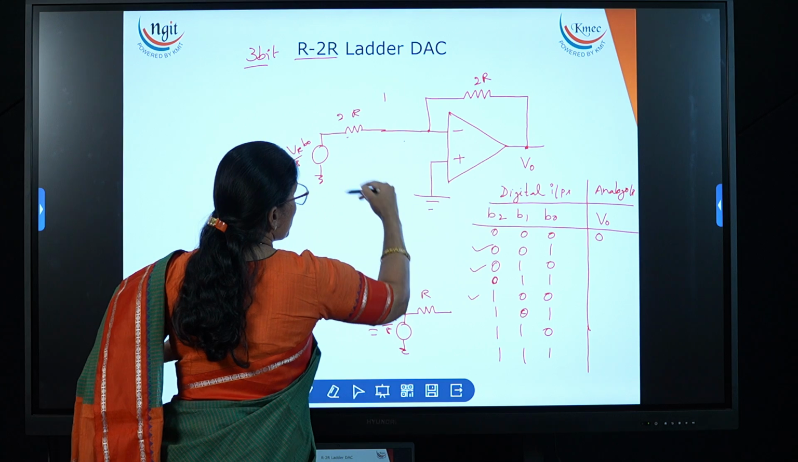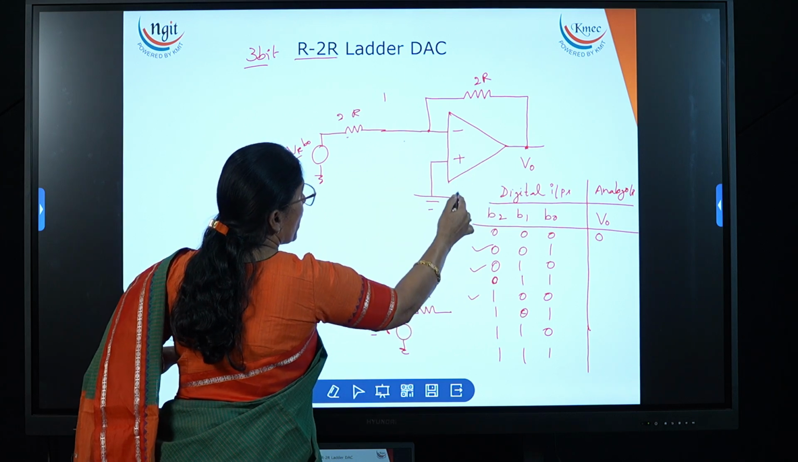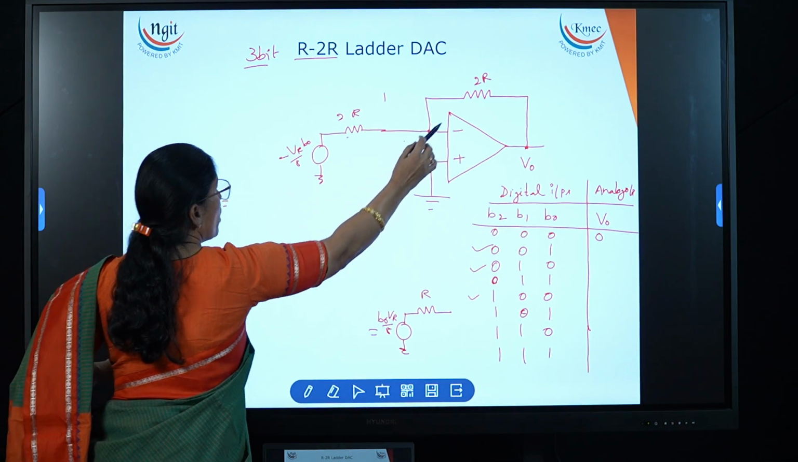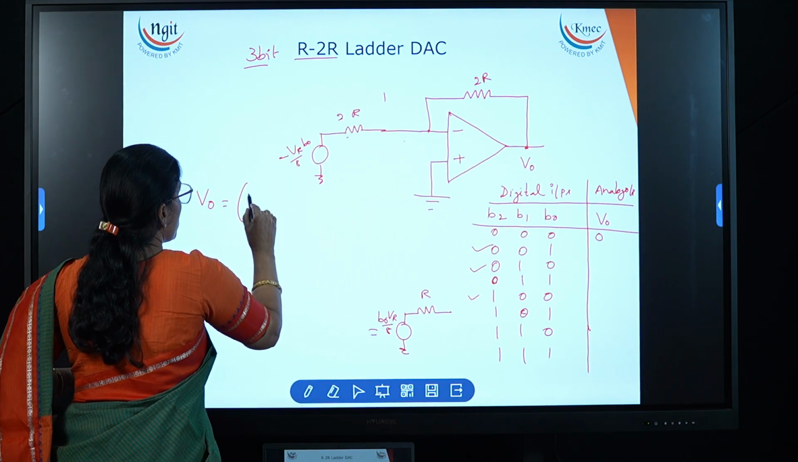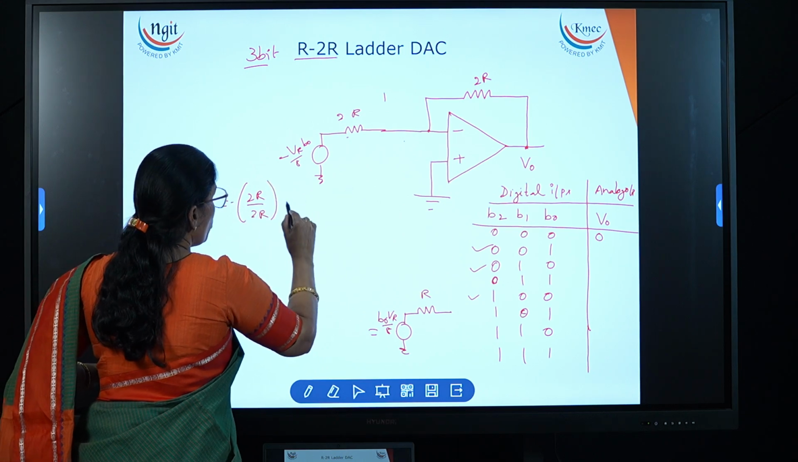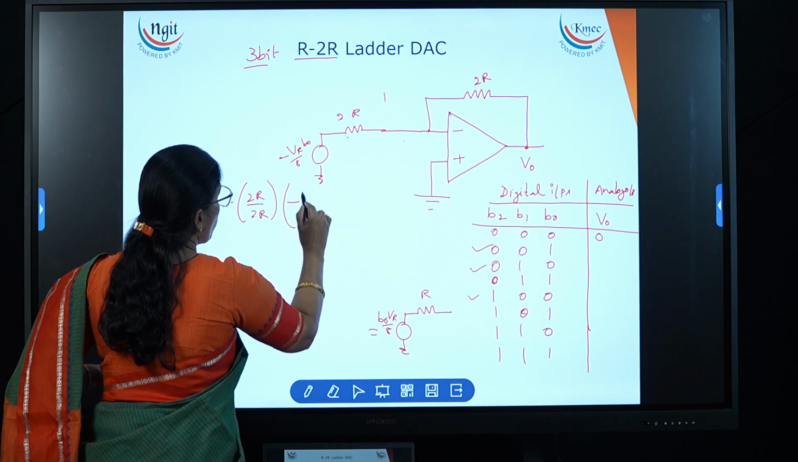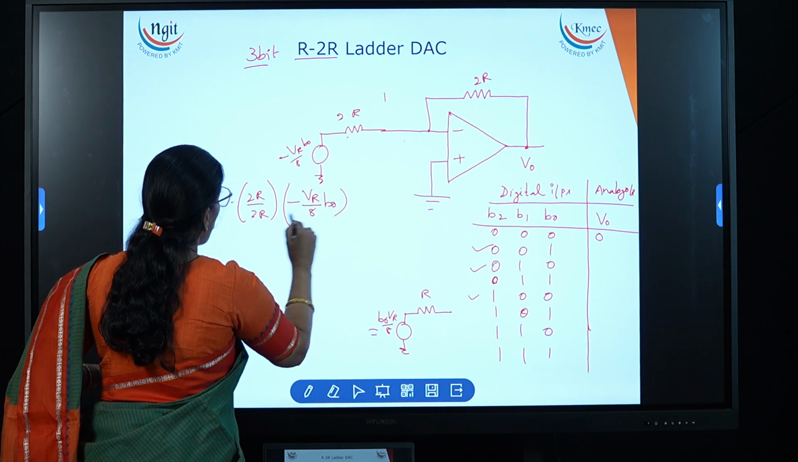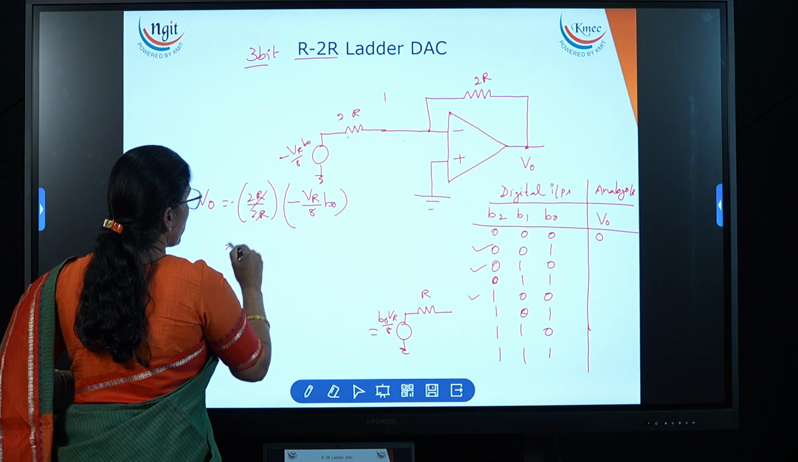Now what is this? It is nothing but an inverting amplifier. The output is equal to what? Gain. Gain is nothing but the feedback resistor by the input resistor, 2R by 2R. So here it is minus into minus input voltage, VR by 8 B0. Minus into minus is plus, and this gain is 1.